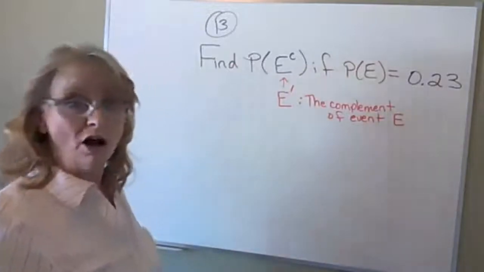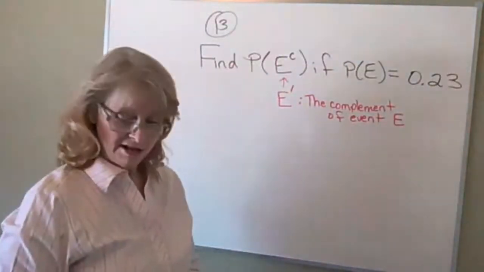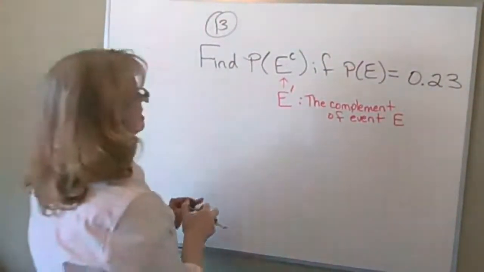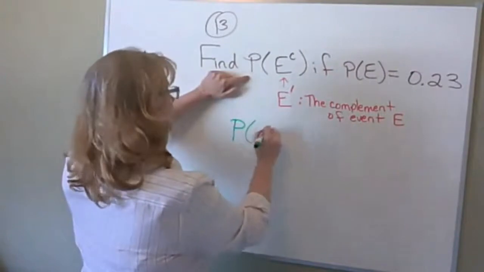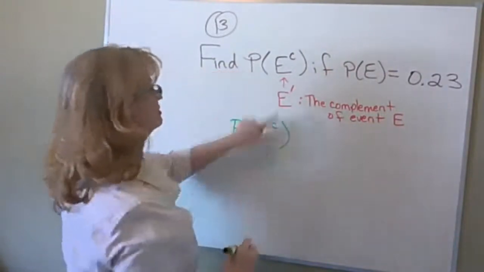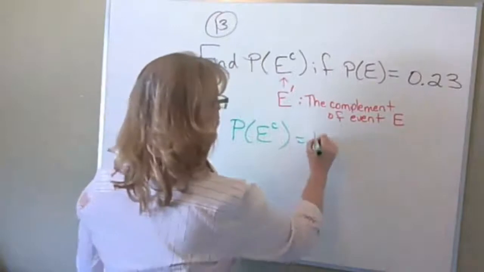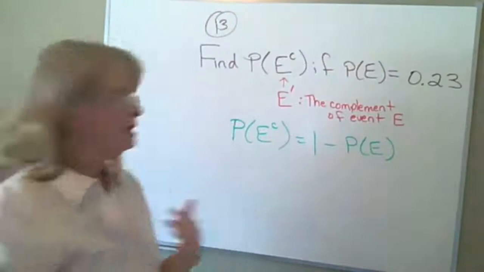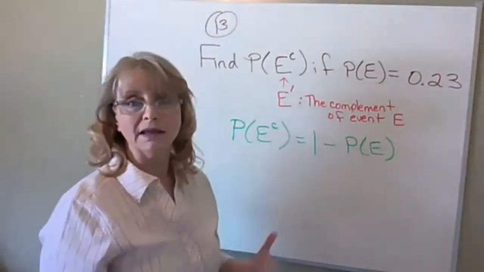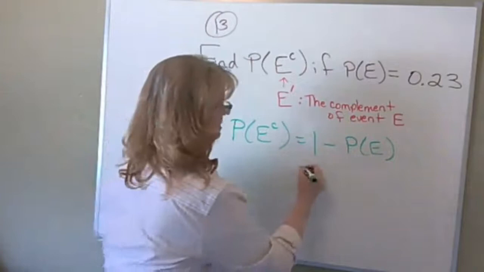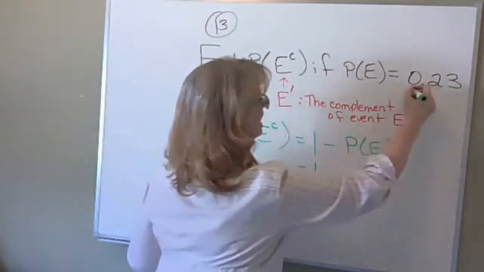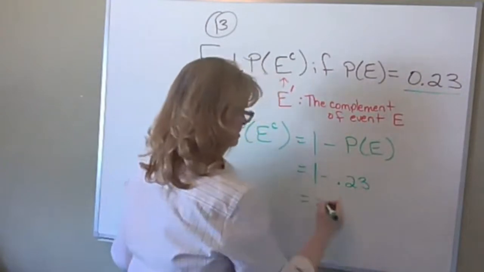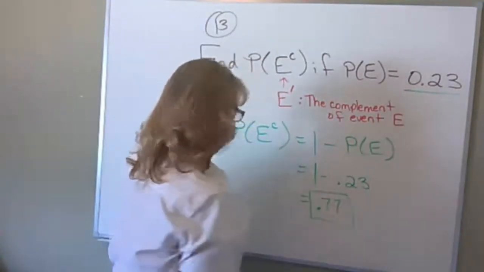So this is a good question, and also this was the other thing I was going to show. So thank you for asking. If I want to find the probability of E complement, that's what that C stands for, complement, then that's 1 minus the probability of event E. That's your formula, because the probabilities of an event and its complement always add up to 1. So this one I'm going to have 1 minus, and they gave me that probability, 0.23, which is going to be 0.77, and that will be the answer.